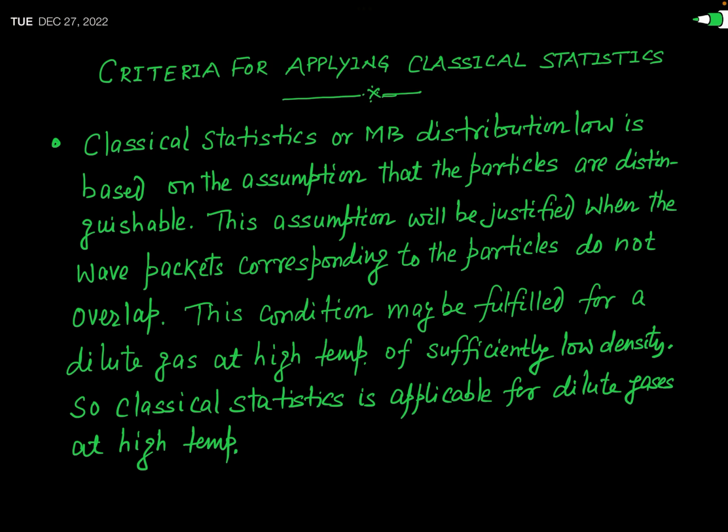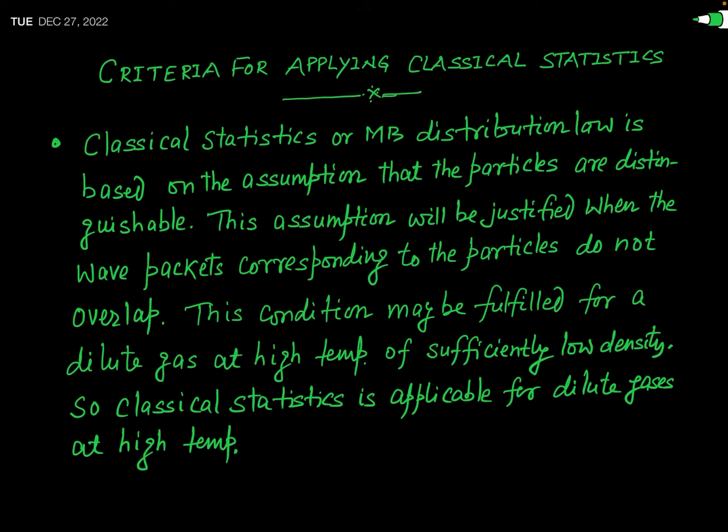After a detailed description and discussion of basic fundamentals of classical statistics, now we will start to deal with the proper theory of classical statistics. As you know, classical statistical mechanics is also known as Maxwell-Boltzmann statistical mechanics, because classical statistics is based on the Maxwell-Boltzmann distribution law.